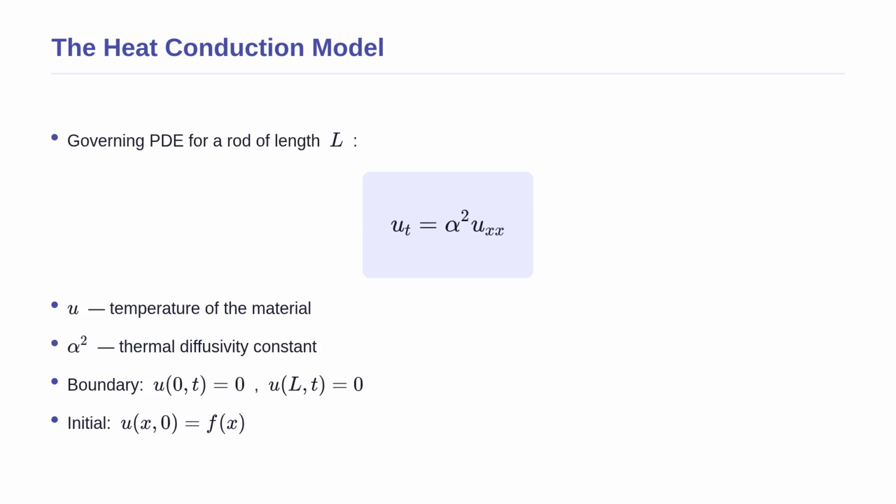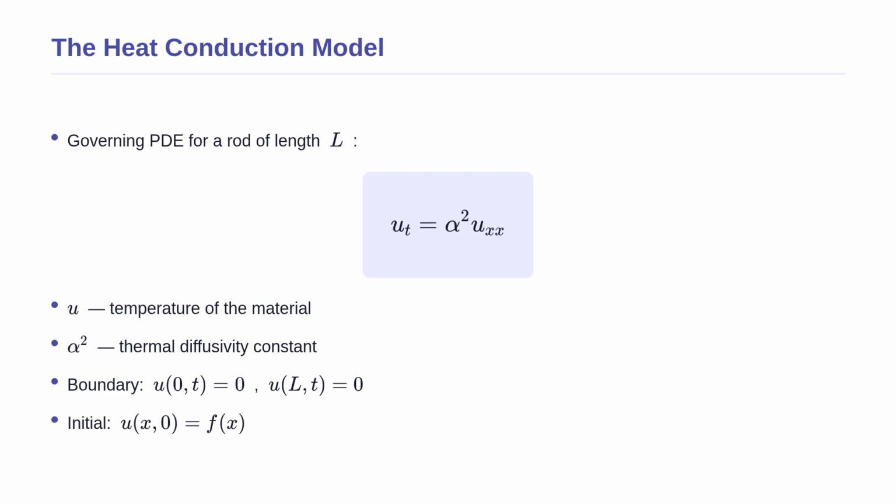Now that we understand what these problems are conceptually, let us look at the standard model for heat conduction in a metal rod. The formula you see is the heat equation. It tells us that the rate at which temperature changes over time is proportional to how the temperature curves in space. The symbol U represents temperature and alpha squared is the thermal diffusivity, measuring how fast heat spreads.